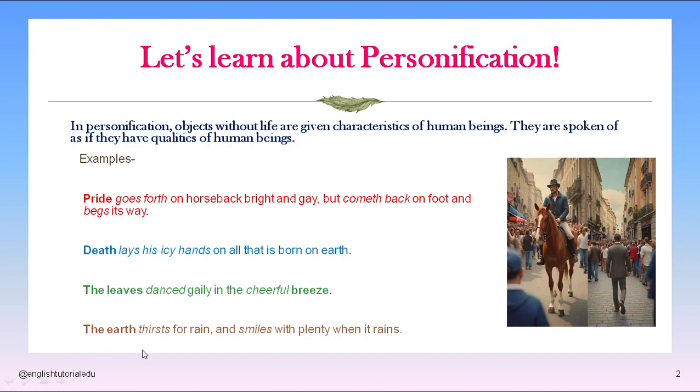The earth thirsts for rain and smiles with plenty when it rains. So the earth, which is also non-living, is thirsting for rain, is being thirsty just like human beings, and is smiling with plenty. That is, it is giving a good bounty of harvest when it rains. So here we have given the abstract ideas and non-living things qualities of human beings. So we are personifying them.